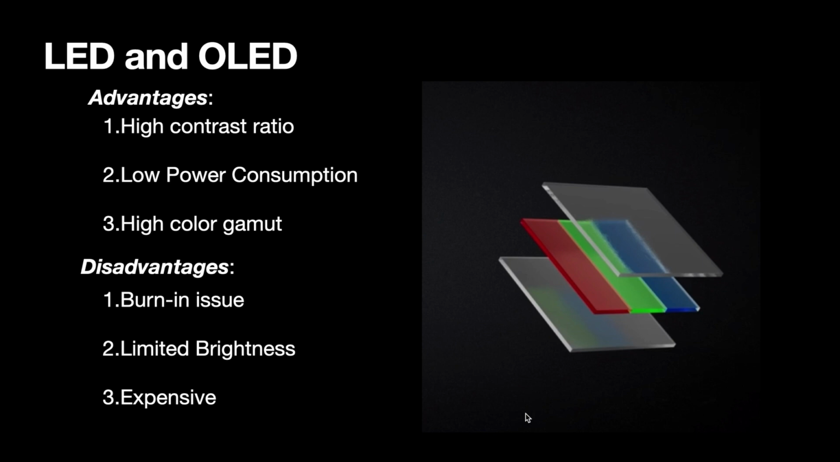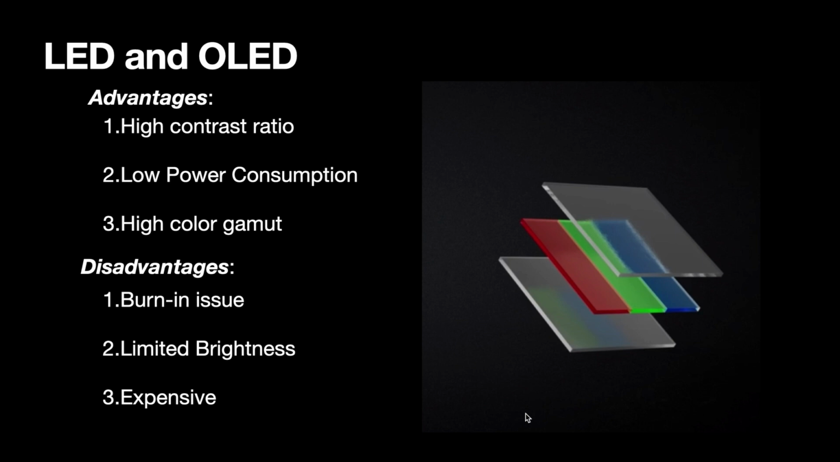OLED uses a completely different technology from LED. It has many advantages. Firstly, it has a very high contrast ratio since it doesn't have liquid crystal inside, so it can fully turn off the light. Secondly, it has relatively low power consumption, and lastly, it has a very high color gamut.